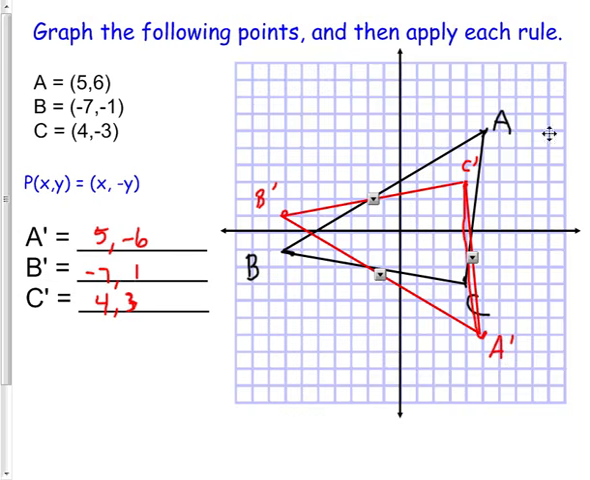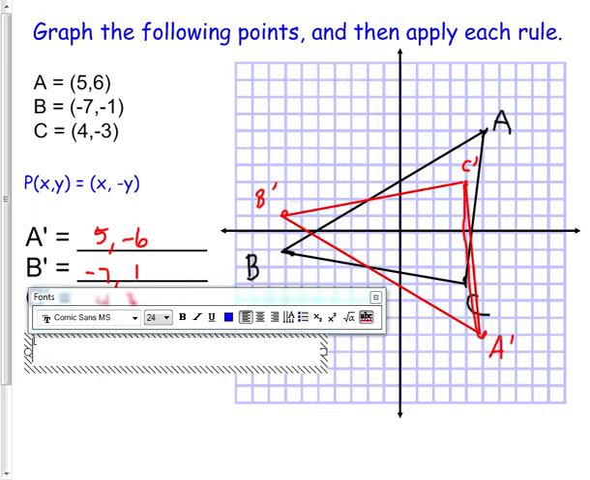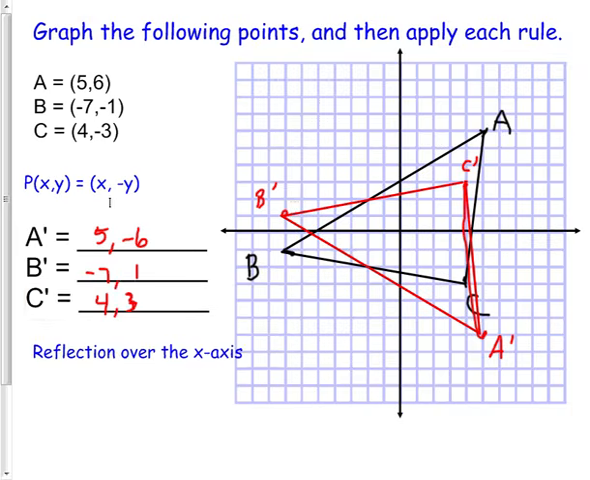So our pre-image is the black one, our image is the red one, and it looks like what happened was everything flipped across this line. The C flipped up to the C prime, the A flipped down to the A prime, and the B flipped up to the B prime. So this is another reflection, and this one is a reflection over the x-axis. So if the x stays the same and the y is opposite, then it's a reflection over the x-axis.